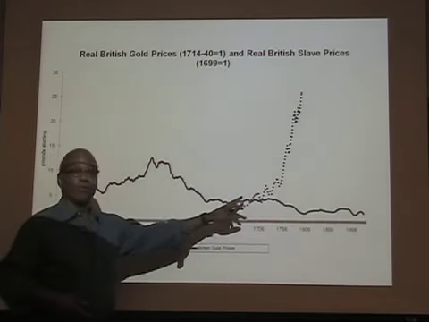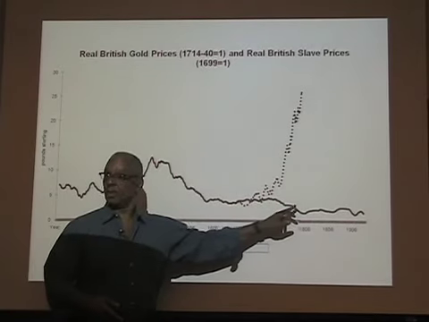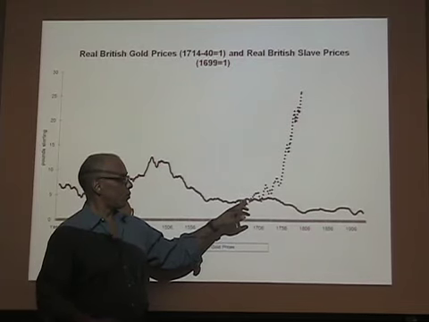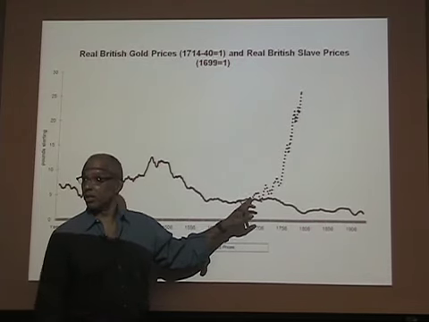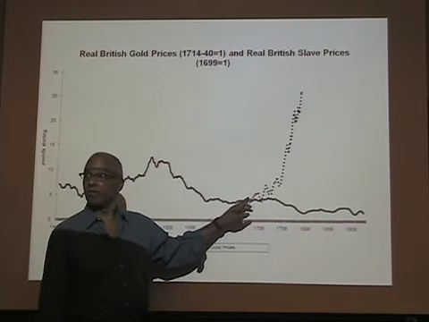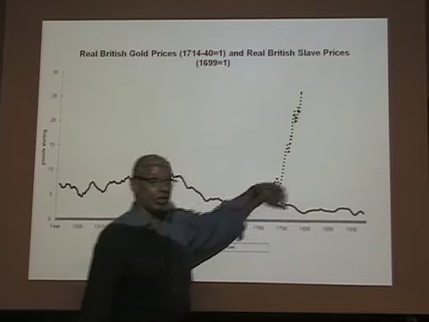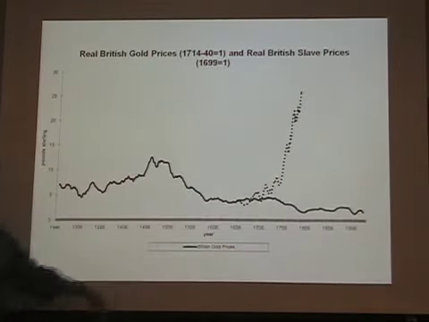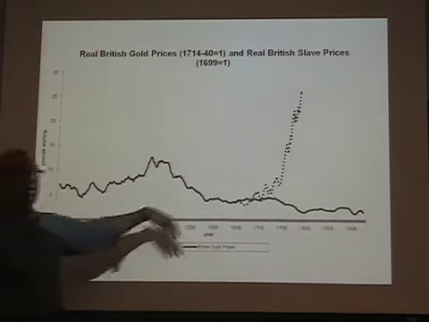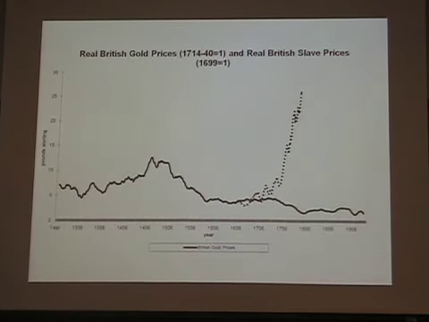Here's the slave trade. This is the same graph, the value of gold, same graph. This is the price that British slavers were willing to pay for enslaved Africans starting in 1699. And you can see, boom, and all the calculations on the value of the slave trade versus the value of the gold trade, by this time the gold trade is nothing. Everything, the game in town, is the slave trade.